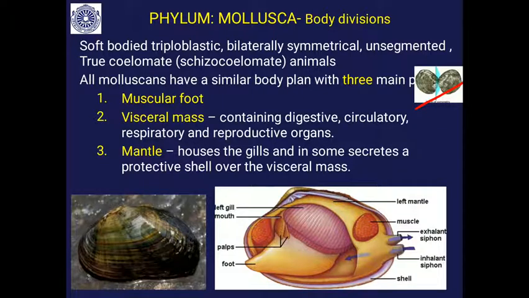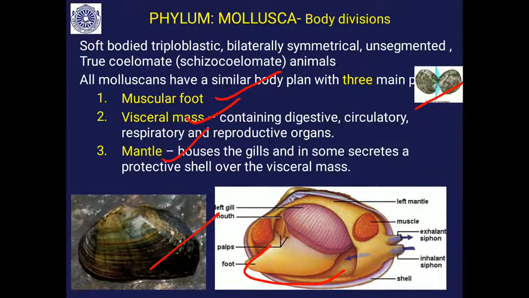All molluscans have a body plan with three main parts: the muscular foot, visceral mass and mantle. This is the freshwater mussel, the common mussel. If you go to any freshwater body, you will see it at the bottom. If you open the shell, or else when it is moving, you can see it throwing out its foot, and it is moving. This is the muscular foot, which you will find in all mollusca animals.